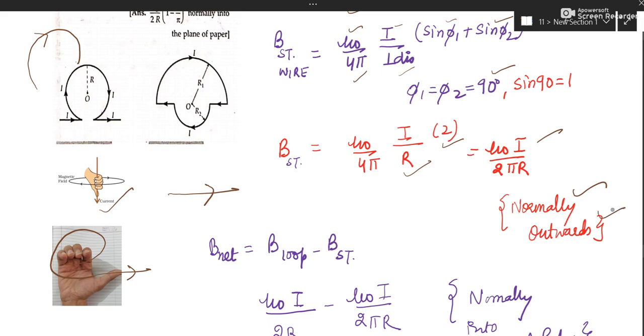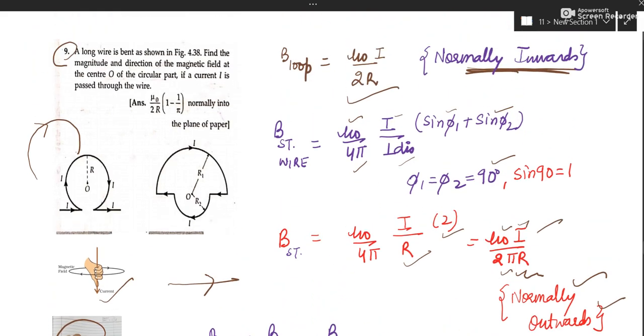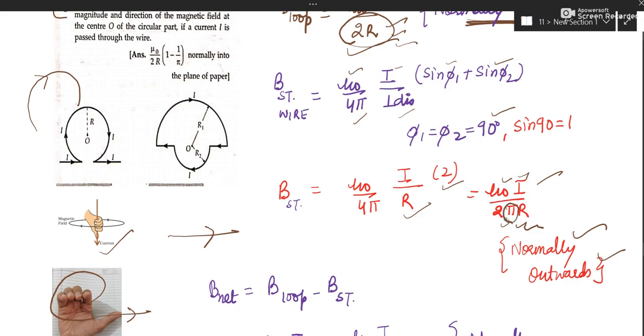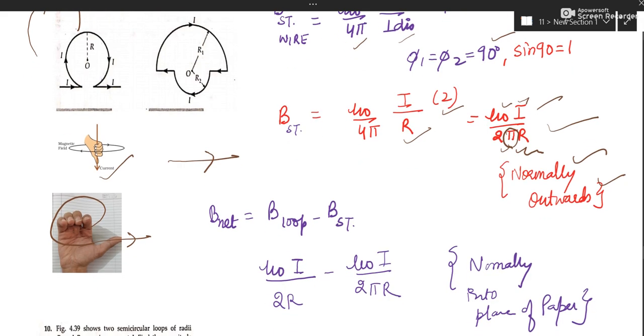Again, in subtraction, you'll have to check which will be kept first. So you can see here it is mu naught I by 2 pi r for the wire. And what is it for the loop? It's mu naught I by 2r. Its denominator is less because the wire's denominator is more by pi, which is 3.14. So the loop's magnetic field is more, the wire's magnetic field is less. So subtract, and the answer must carry the direction of the greater magnetic field.